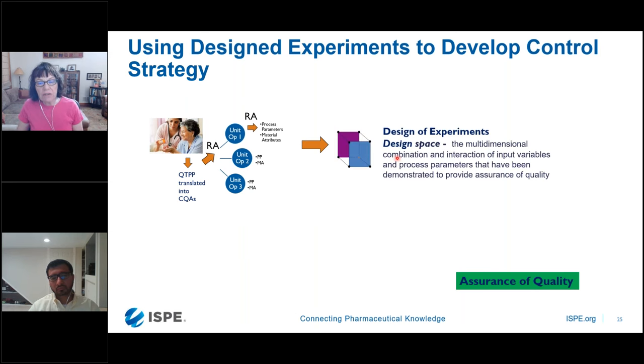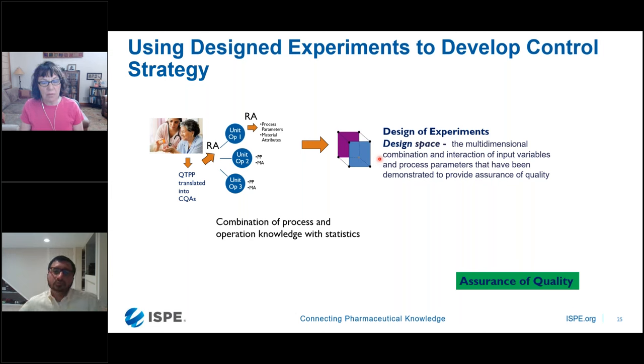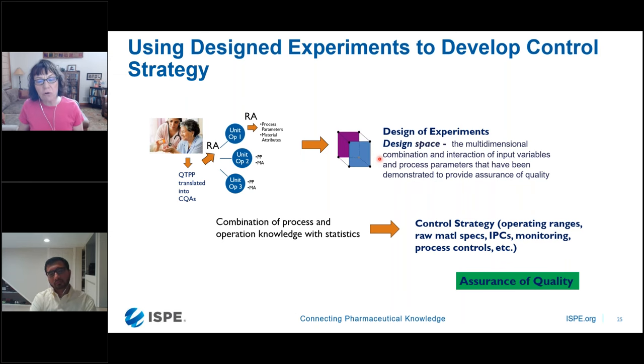Well, we can use very efficiently design of experiments, and develop our design space. And our design space, again, from ICH Q8, is the multidimensional combination and interaction of input variables and process parameters that have been demonstrated to provide assurance of quality. Once we've done that, we can combine this process and operation knowledge with statistics to develop our control strategy. That's how we fill that gap.